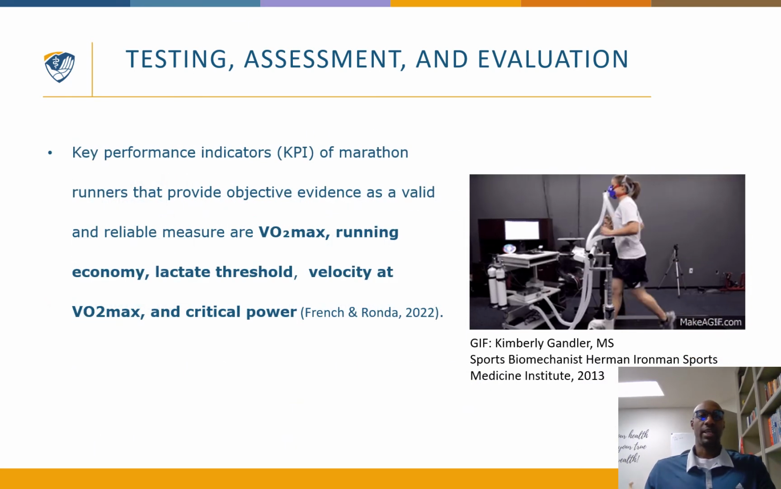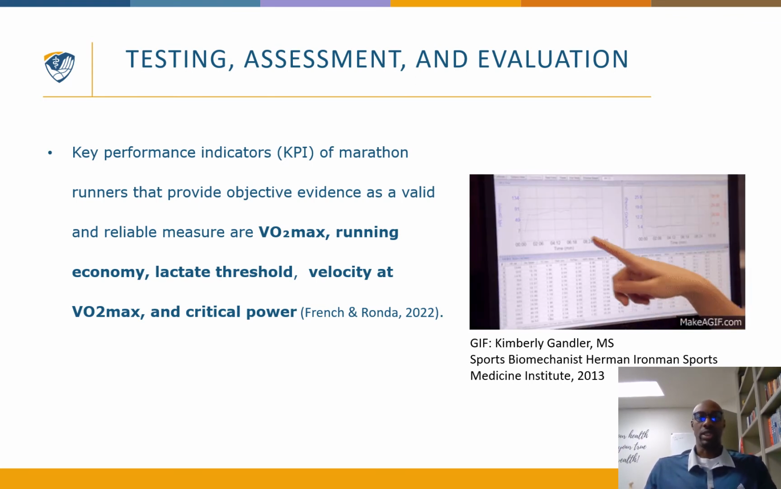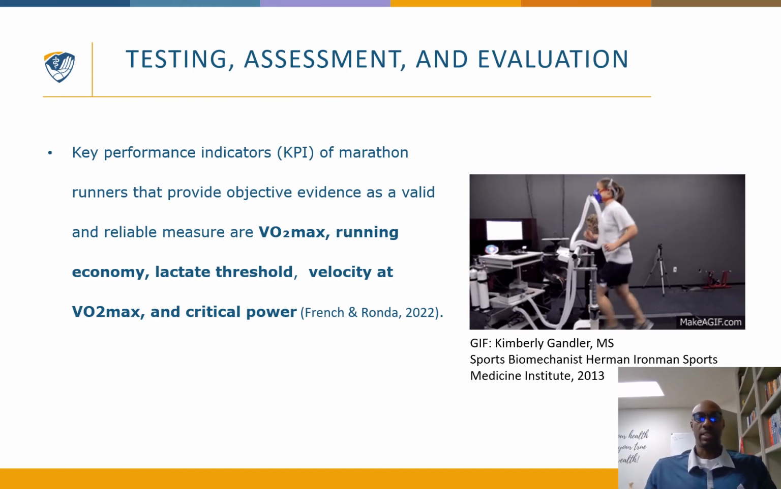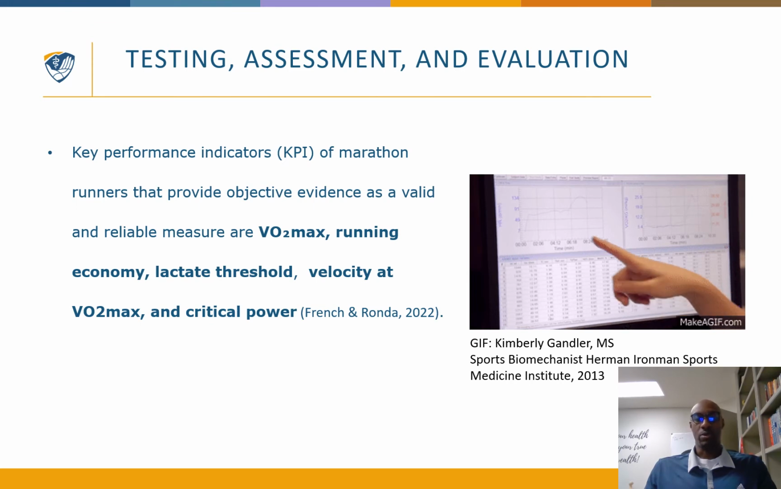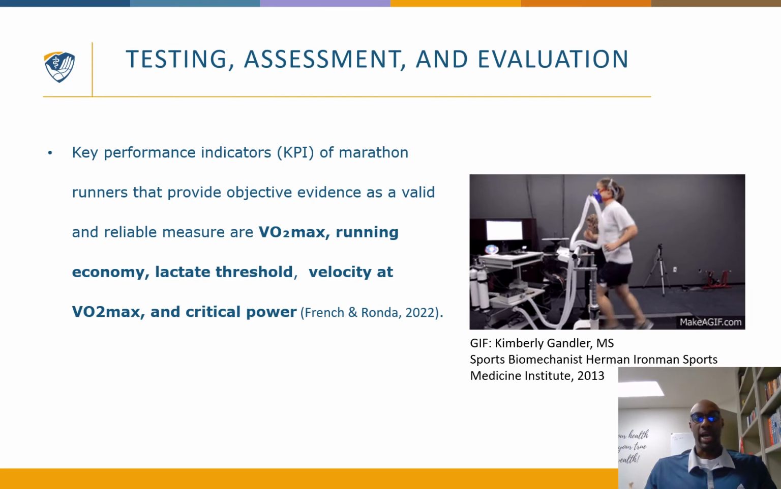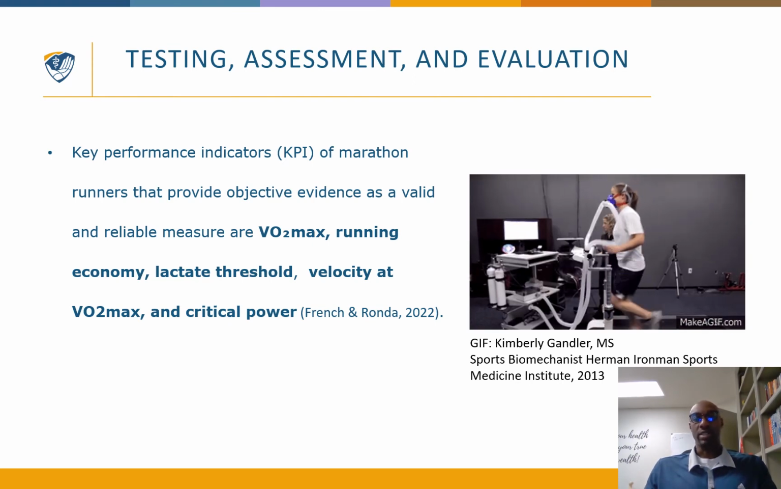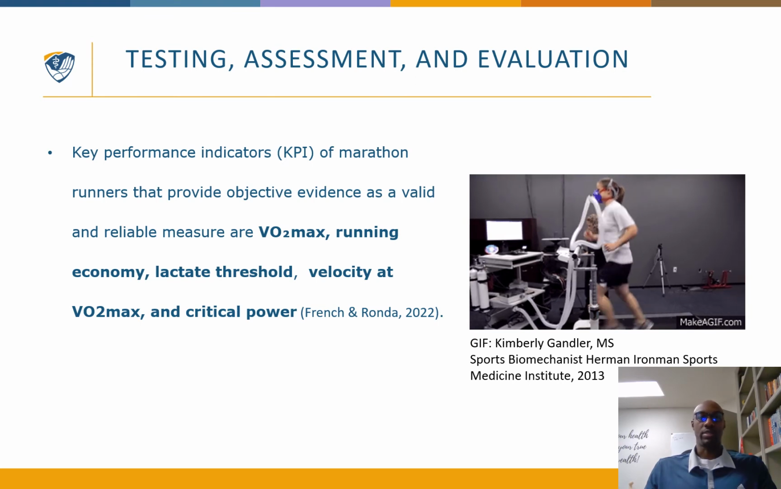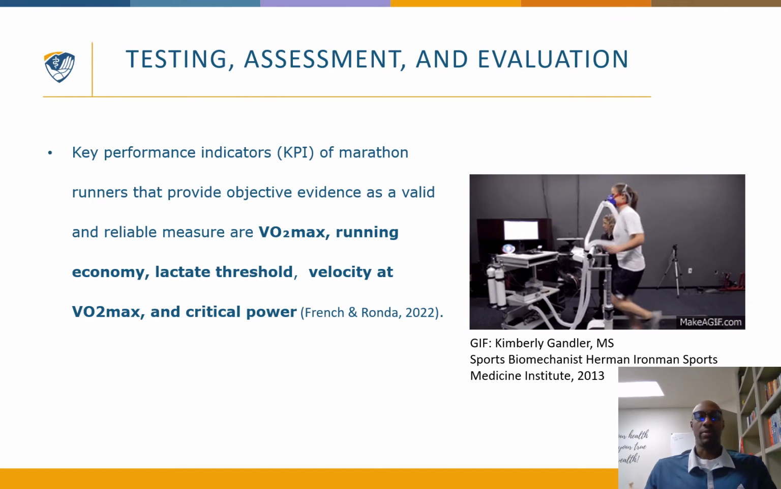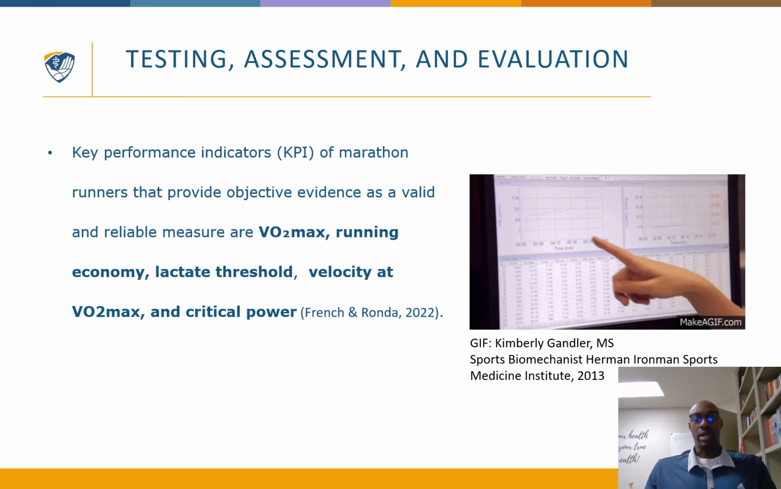Now, testing assessment, which is a key performance indicator for marathon runners, is the VO2. This has been validated consistently, and it's a reliable measure for endurance athletes. So we would use one, running economy, which is a measure of the amount of oxygen they're utilizing during training, and cardiac output, heart rate times stroke volume.